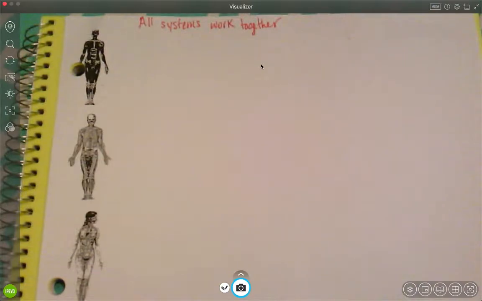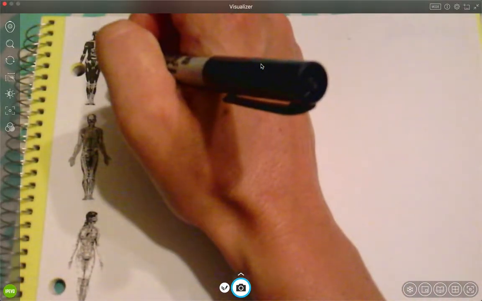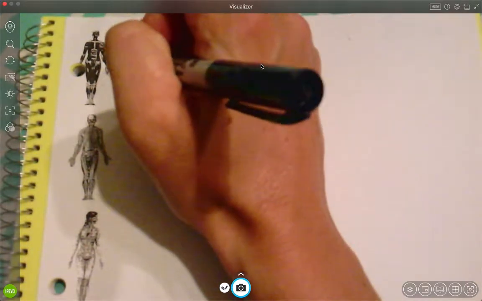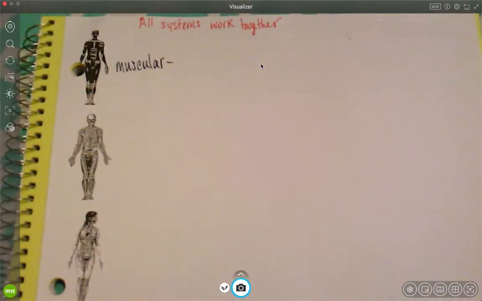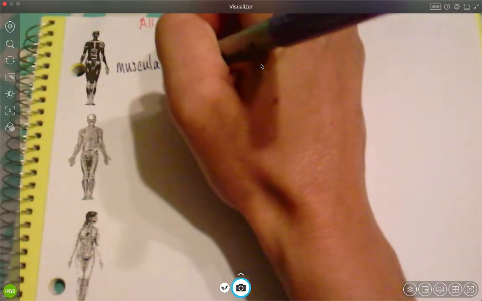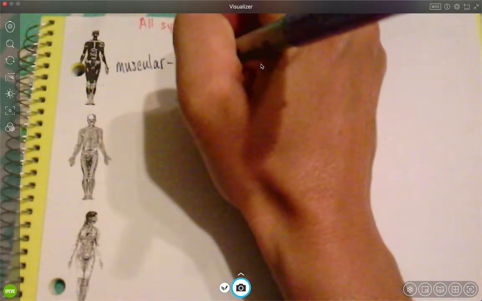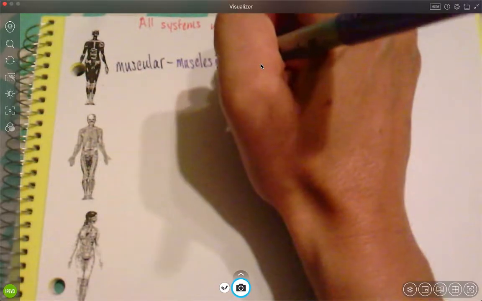All right, let's get started with the first one. So the first one is the muscular system. So just right beside it, muscular. All right, I'm going to put the names in one color, and then we're going to put the parts next to it in another color. So the two main parts are going to be my muscles and my tendons.